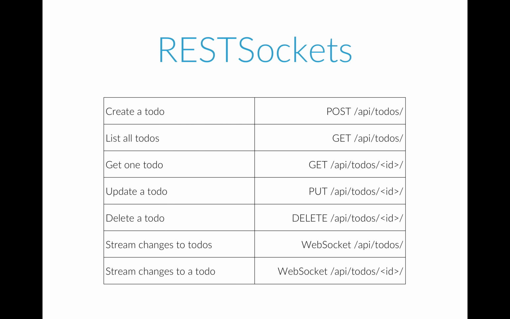So if you want a stream of all changes to all to-do items, then make it a WebSocket request to /api/todos. If you want a stream of changes to just one item, then do a WebSocket request to the same endpoint where you would just get the information for that item. That's the RESTSockets pattern. It's what's used in my example app, and I think could be a powerful way forward for people who already have REST APIs or are already familiar with building that kind of app and just want to add in real-time update features.